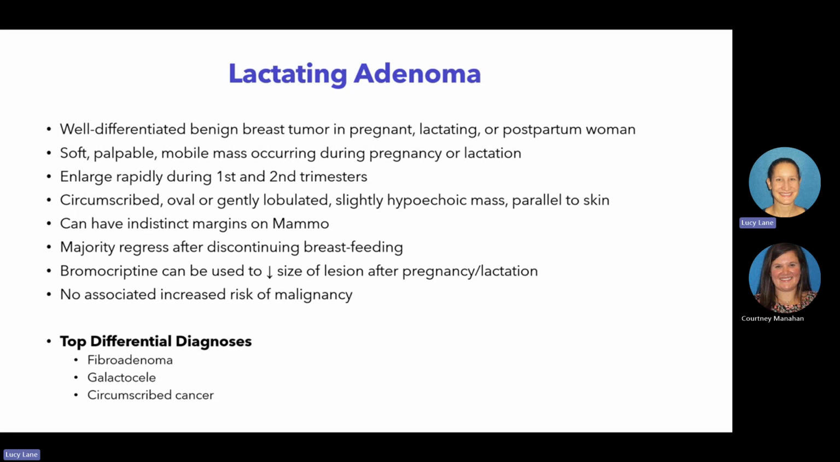They're usually soft, palpable, mobile masses. They enlarge rapidly during the first and second trimesters, so they're hormonally mediated. And they're generally very nicely circumscribed, meaning the borders are nice. On mammography, they can have somewhat indistinct margins. And the majority of these actually regress or go away after you discontinue breastfeeding. If it's very large, you can use a medication called bromocriptine, and there's no associated risk of malignancy in this.